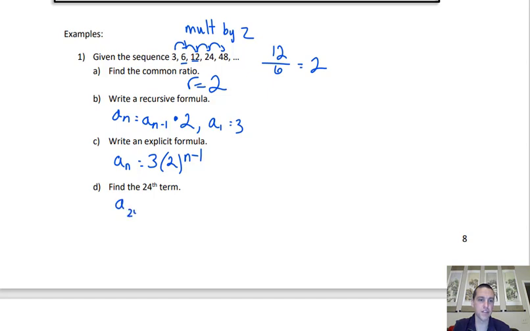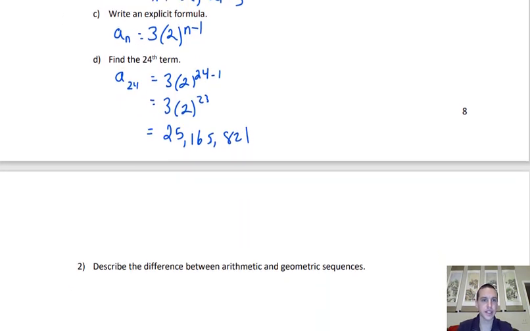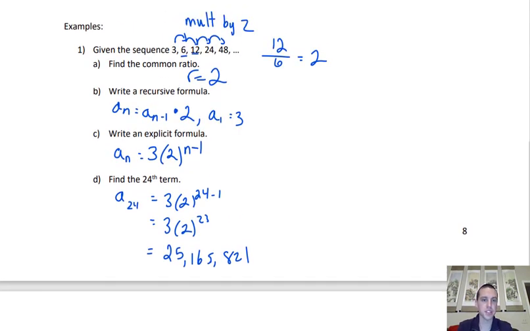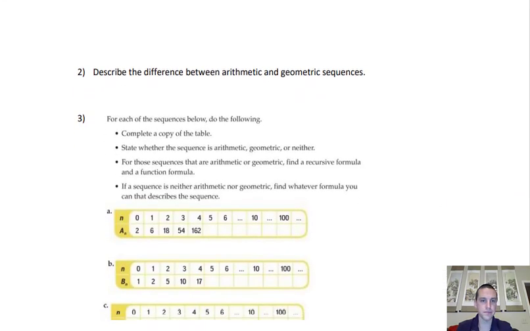So a sub 24 equals 3 parentheses 2, n is 24 minus 1. So we're going to get 3 times 2 to the 23rd. It's going to be a huge number. And we know the 24th term, I'm going to cheat. And the 24th number is 25,165,821. Okay, so recursive, explicit, finding the 24th term.